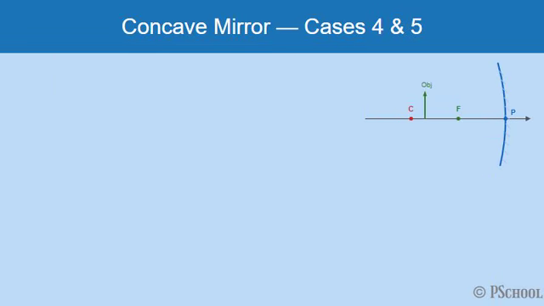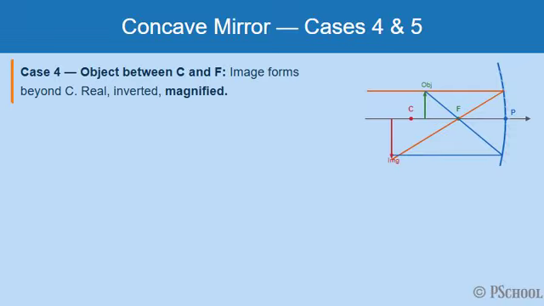Case 4. Object is between C and F. Ray 1 travels parallel to the axis and reflects through F. Ray 2 passes through F and reflects parallel. The two rays converge well beyond C. The image forms beyond C, real, inverted, and magnified.